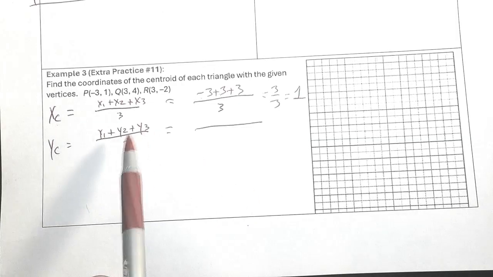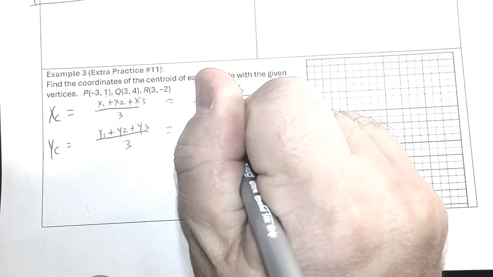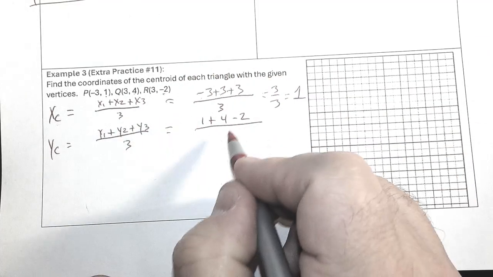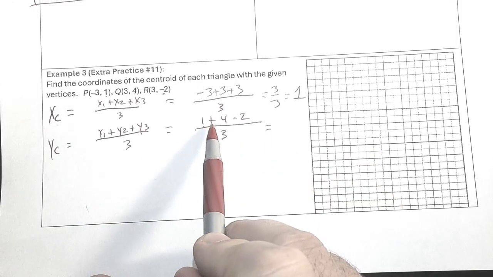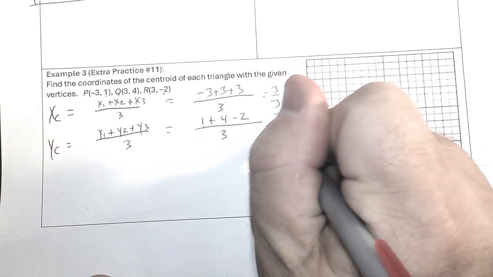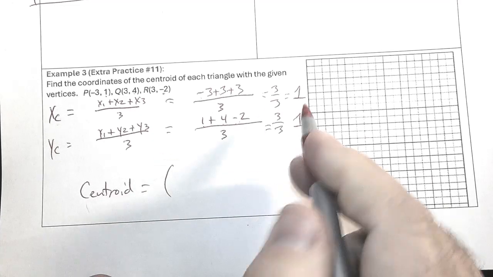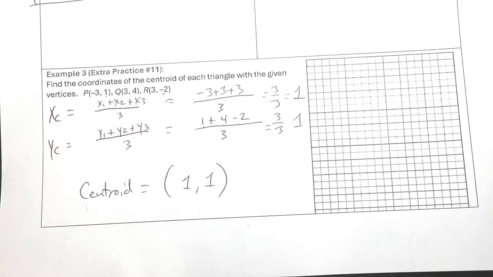All right, the y's. 1, 4, and -2. 1 plus 4 minus 2, because it's plus that, but plus -2 makes it -2. And then the 3 on the bottom. 1 plus 4 is 5. 5 minus 2 is 3 over 3, which is also 1. So your centroid, the x was 1, the y was 1. So it's 1, 1. Very quickly, actually, let me pause, and I will graph it real quick.